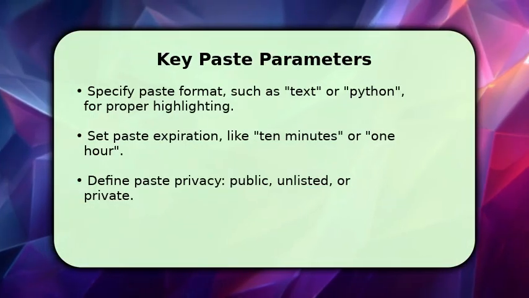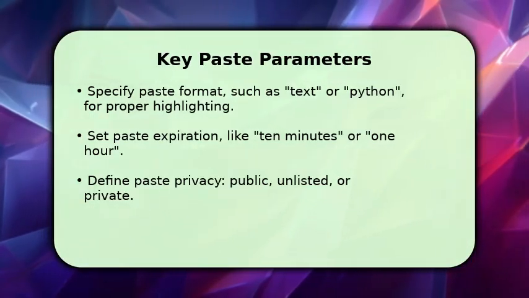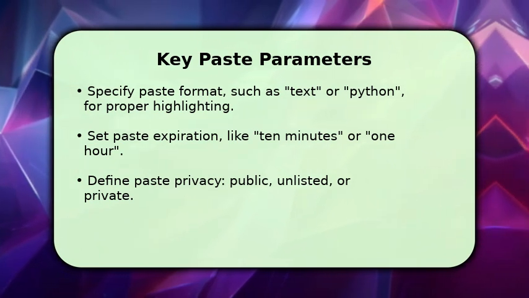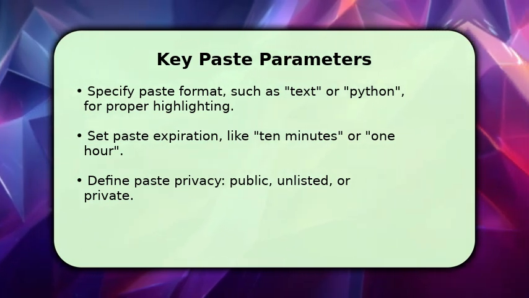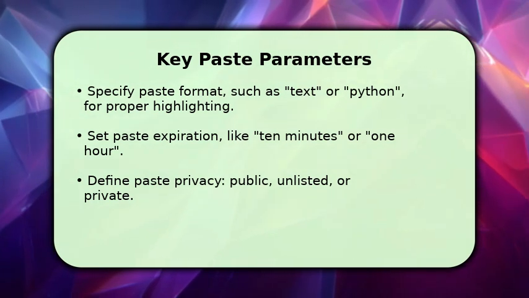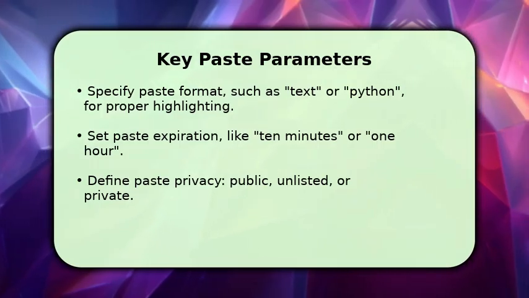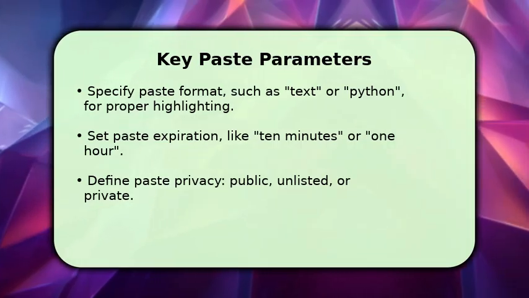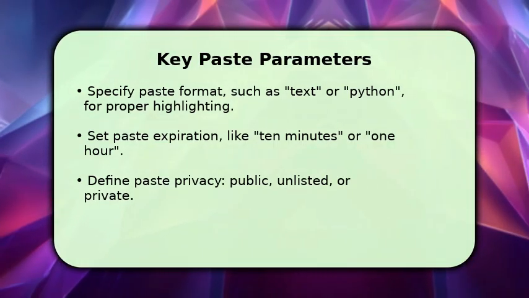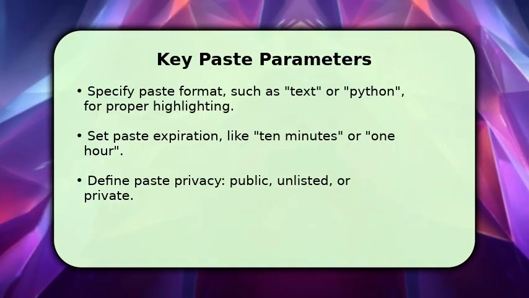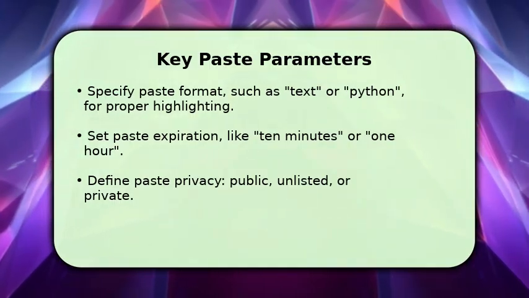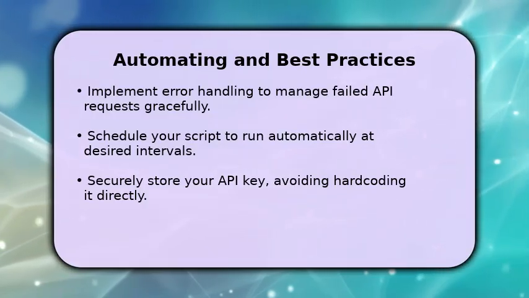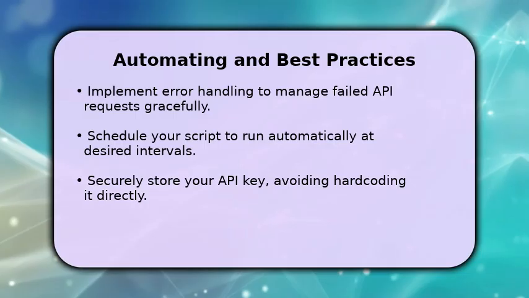When creating a paste, several parameters are crucial. You should specify the paste format, for example, text or Python, to ensure correct syntax highlighting. Also, set an expiration date for your paste. Options include 10 minutes, 1 hour, or 1 month. Finally, define the paste's privacy level: public for everyone, unlisted for those with the link, or private for your account only. For a robust script, implement error handling to gracefully manage any failed API requests.